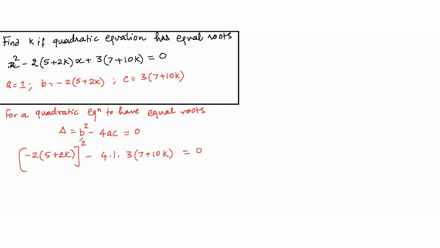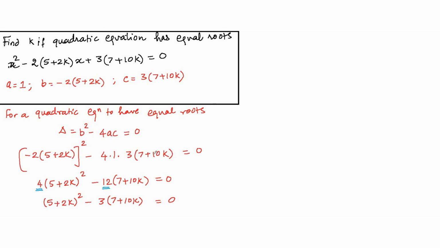Now negative 2 the whole square is 4, and this is 5 plus 2k the whole square minus 4 3s are 12 times 7 plus 10k is equal to 0. Again I can take 4 out as common, or rather I would divide the whole equation by 4. So it becomes 5 plus 2k the whole square minus 3 times 7 plus 10k, and 0 divided by 4 is 0. So what has happened is this 12 got divided by 4 and it became 3, and this 4 got divided by 4 and it became 1. So let's now continue the evaluation.